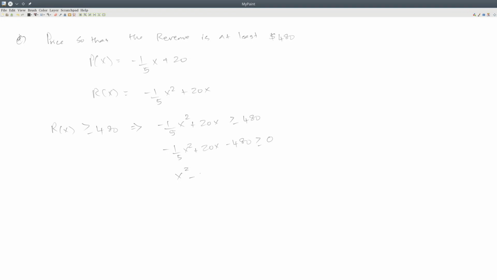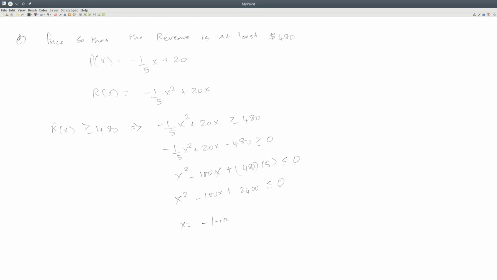You'll have x squared minus 100x plus 480 times 5 less than or equal to 0, because the sign would flip. So you'd have x squared minus 100x plus 2400 less than or equal to 0. That's a quadratic function, and you could use the quadratic formula to find the places where it would equal 0.